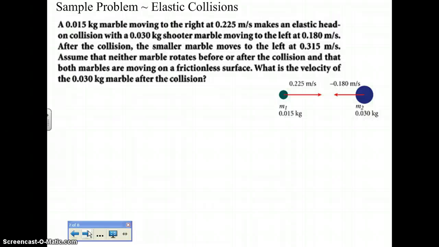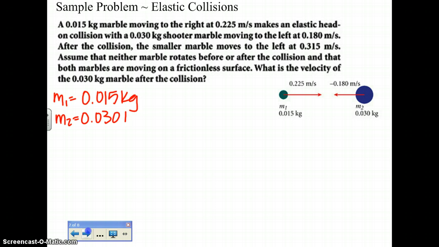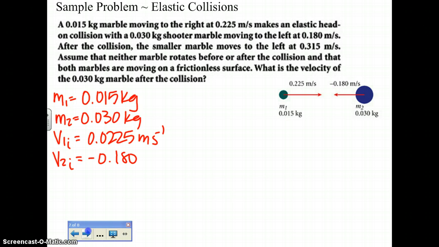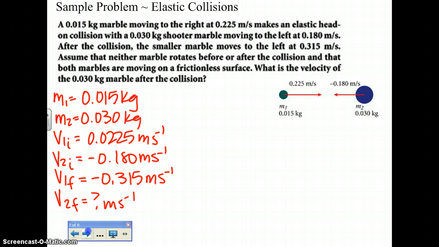Okay, so here comes our final problem right here. We have an initial mass of 0.015 kilograms, a second mass of 0.030 kilograms, an initial first velocity of 0.0225 meters per second, and a second initial velocity of negative 0.180 meters per second. Your first final velocity is a negative 0.315 because they changed directions due to the collision. So I want you to solve for the second final velocity in meters per second.